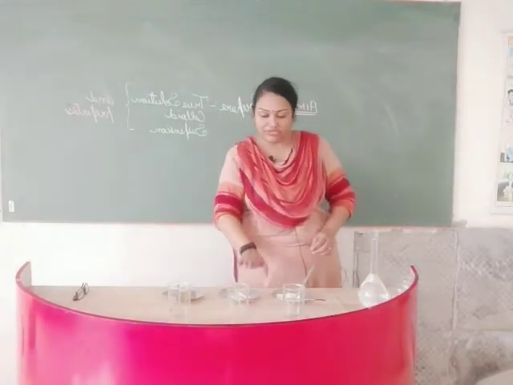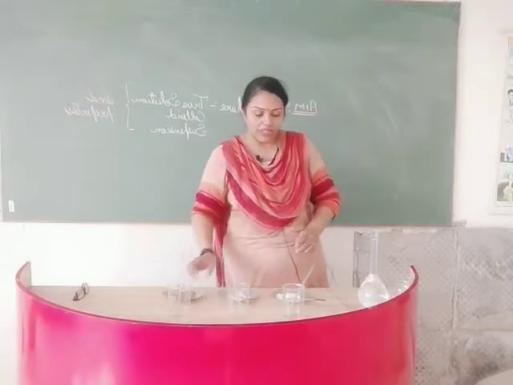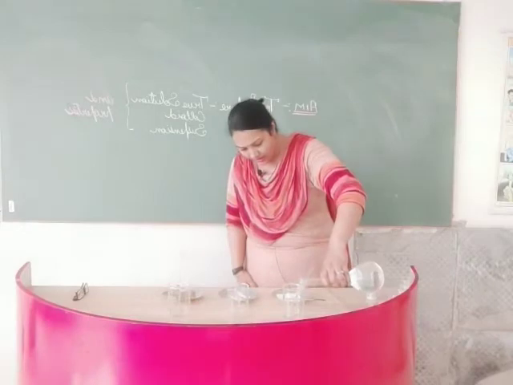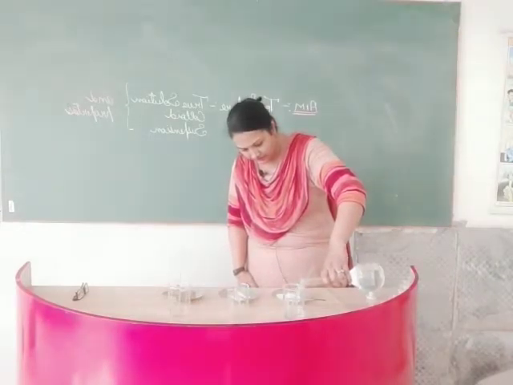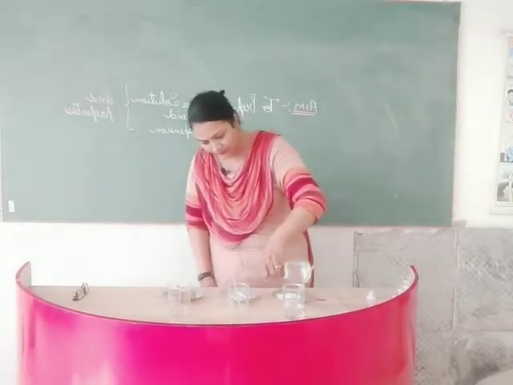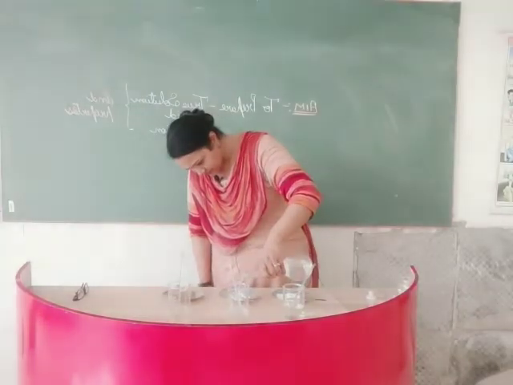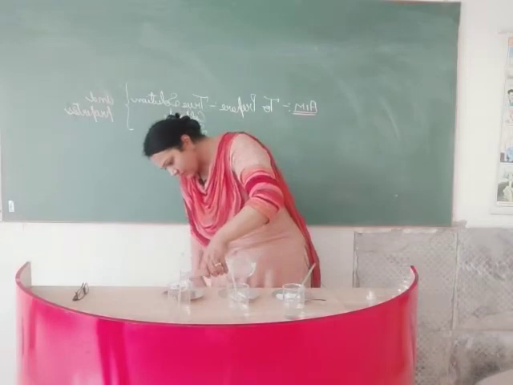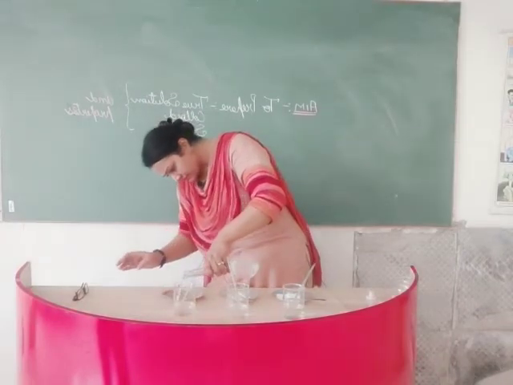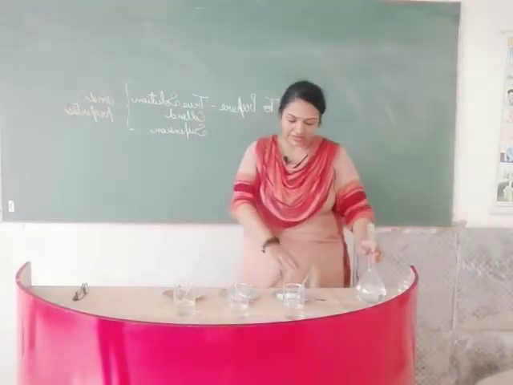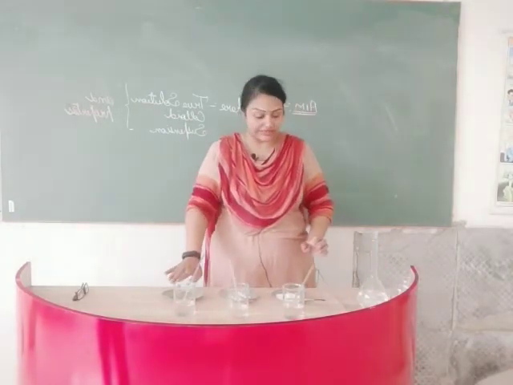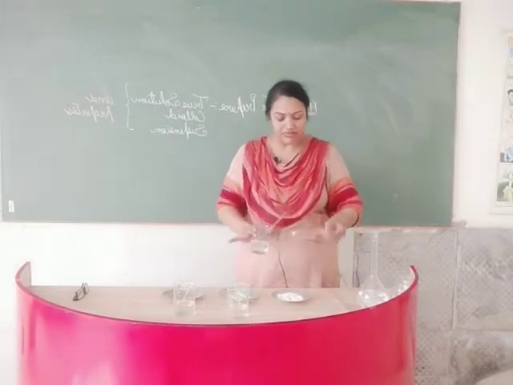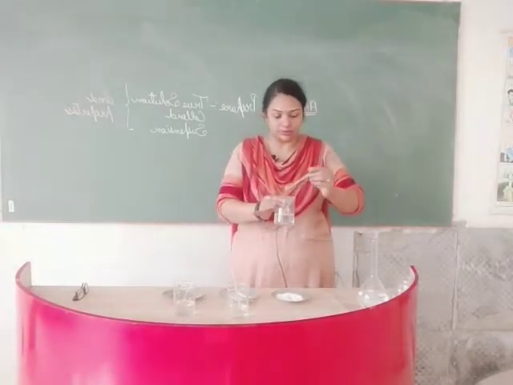We are going to take 3 beakers. In all the 3 beakers, we are going to pour 100 ml of water. Okay, so I have poured 100 ml of water in all the 3 beakers. Now in the first beaker, I am going to take approximately 1 gram of sugar.